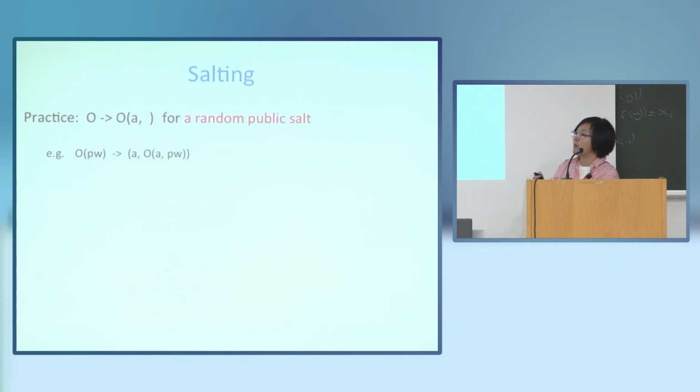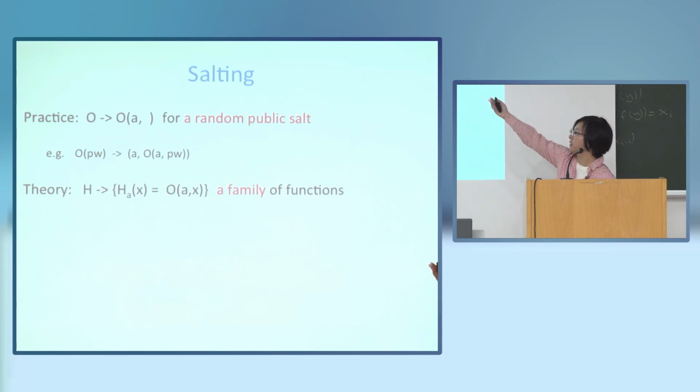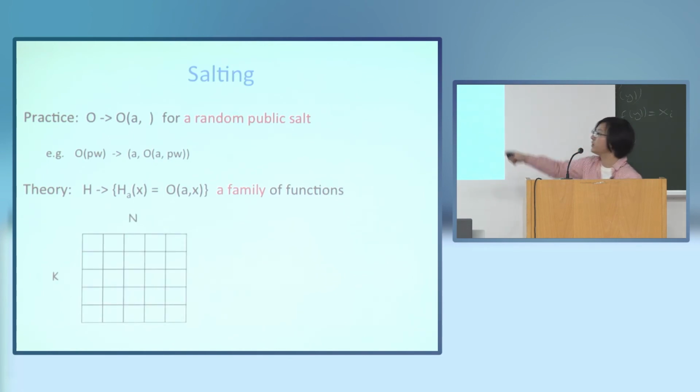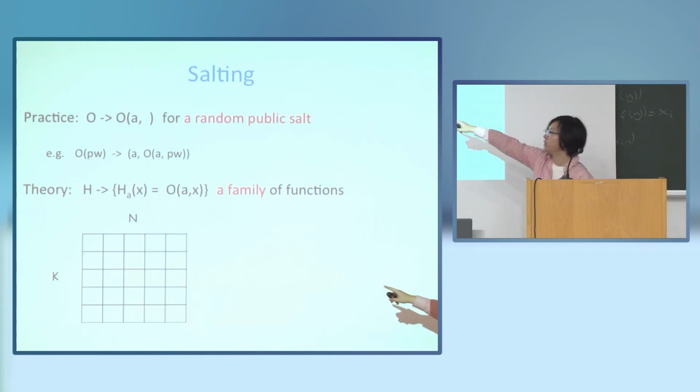For example, if you want to hash a password, you're not hashing it directly. You append a random public salt and you hash it together with the prefix. In theory, this means you're using a family of functions instead of a single function. If you think about it in terms of the truth table, you now view the random oracle's truth table as a matrix. You're choosing a random row from the matrix, then using it as your function.